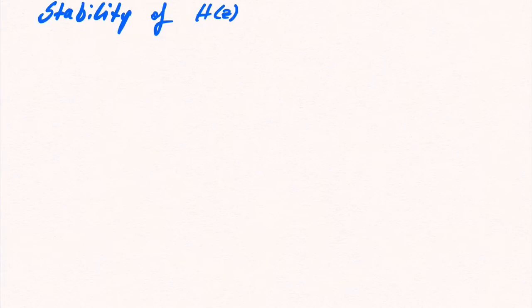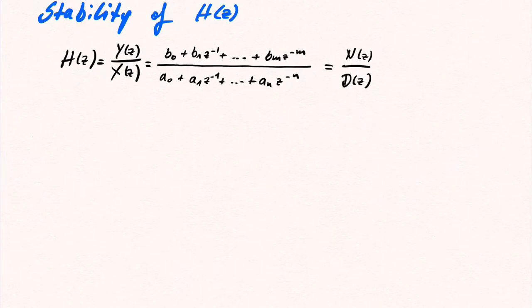The stability of a discrete time system can also be determined by analyzing the transfer function H(z). For this, let's go back to the formula of H(z), which has a numerator and a denominator which are polynomials of z with coefficients b and a respectively.